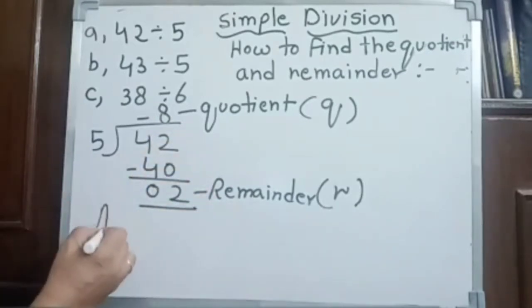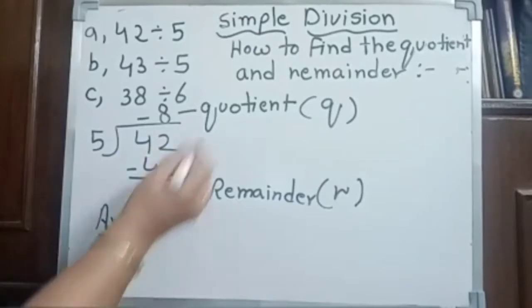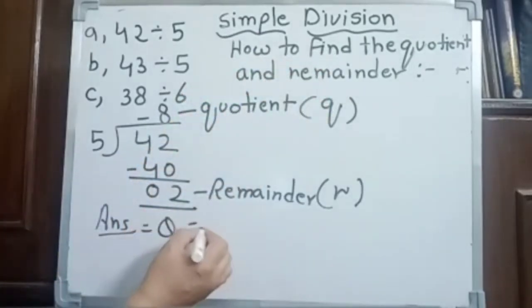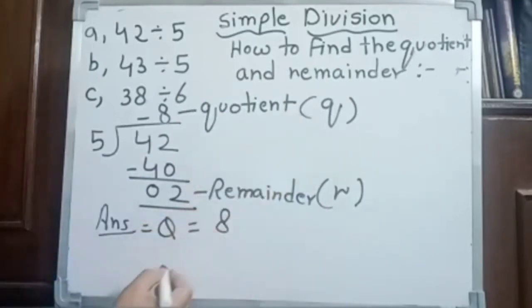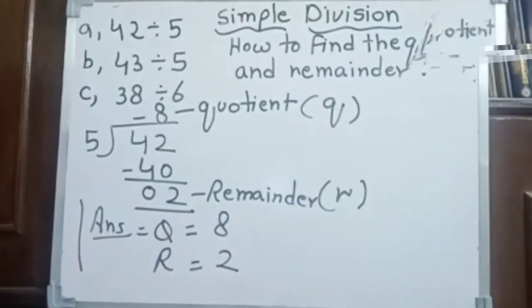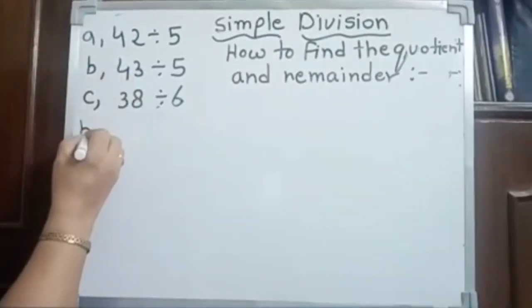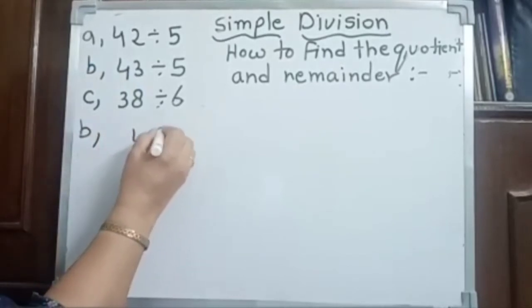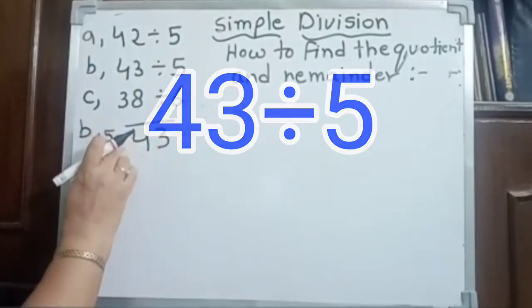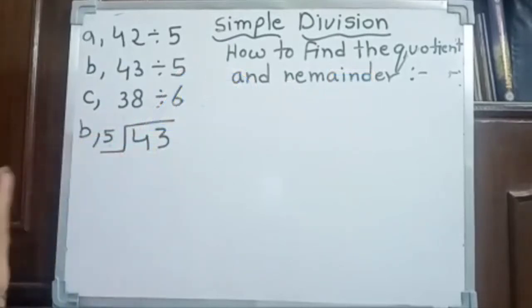So what will be the answer? They are asking how to find the quotient and remainder. Q is 8, short form, always write the short form, and R is 2. This is the answer. Now the next sum, we have B, that is 43 inside and outside we have 5. You put it like that. This is also fine, no problem.